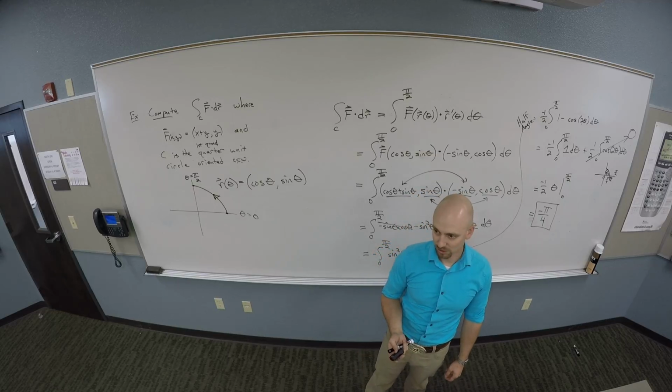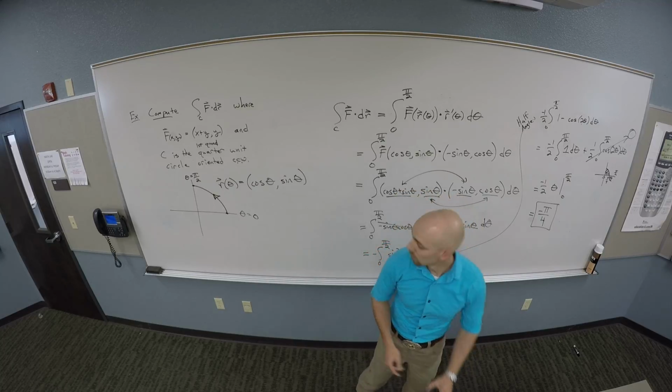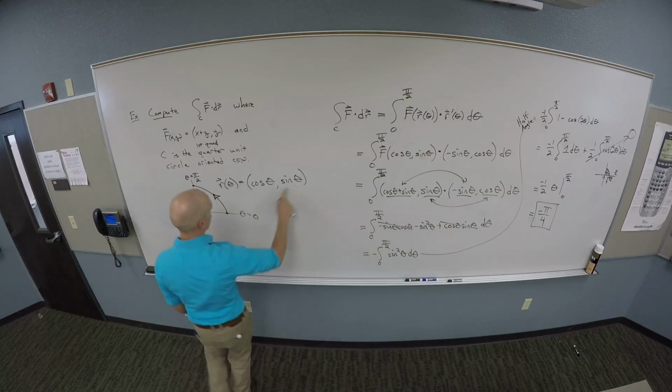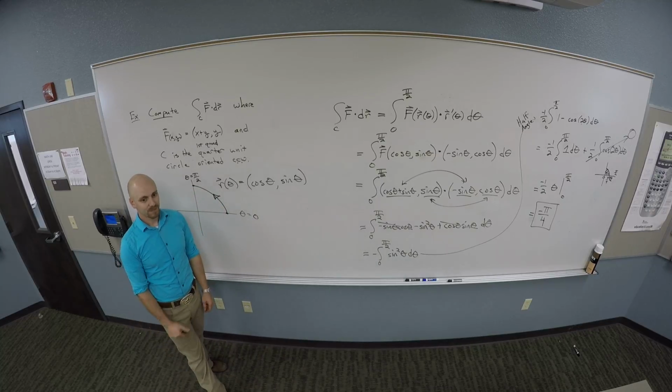Cool. Questions, things? I just have a comment on the very beginning, like cosine is x and y is sine. That's just because it's a circle, and that's always going to be.